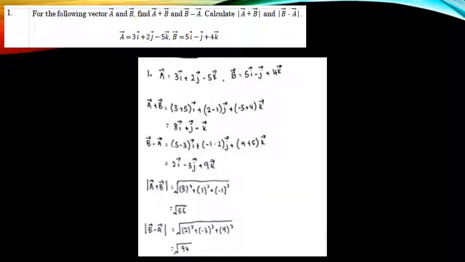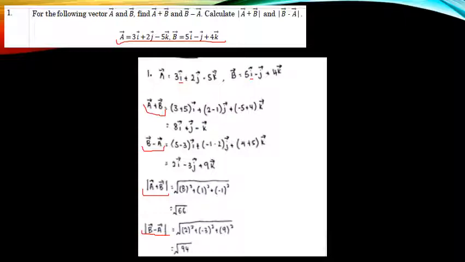For question 1, the question gives two vectors, vector A and vector B. Here they are asking for vector A plus vector B, vector B minus vector A, the magnitude of vector A plus vector B, and the magnitude of vector B minus vector A. Since it is addition and subtraction, we add the same components, for example the i component of vector A with the i component of vector B.